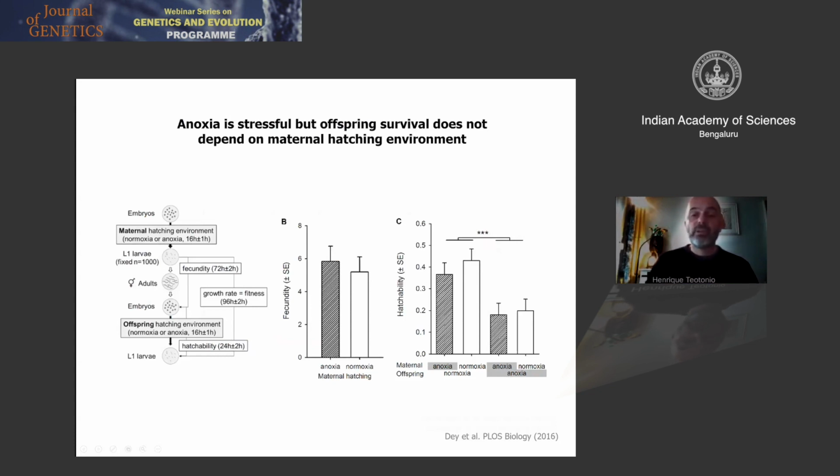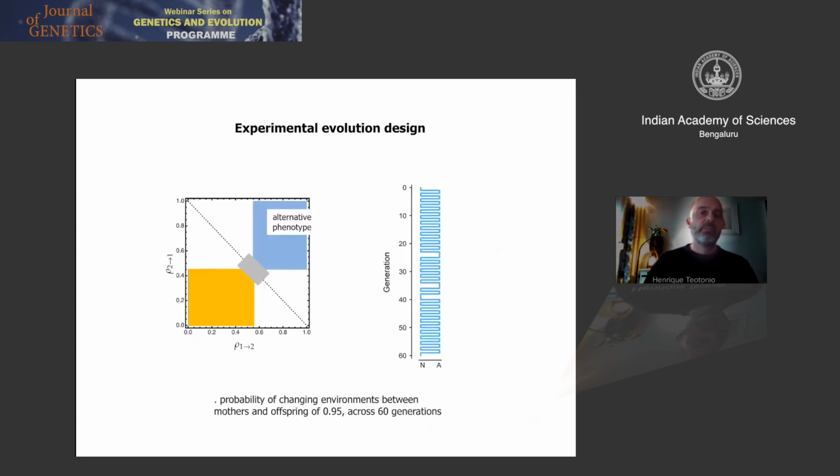We find that in the ancestral, high-salt adapted population, when we apply anoxia to the offspring, the hatchability of the embryos is much reduced, and it's mostly independent of where their mothers were when they hatched, either in anoxia or normoxia. It doesn't really make a difference. Importantly, the mothers do not seem to suffer in terms of fecundity, whether or not they have been exposed to oxygen during their own hatching. So this is the setup of the experiment.